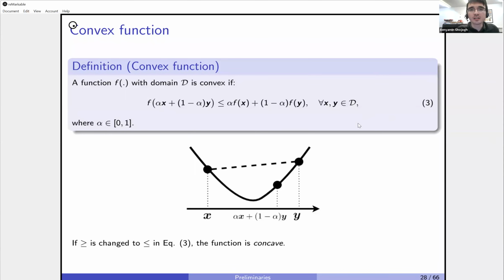Okay. I think you're seeing that now. Okay. So I think now we are going to preliminaries on functions.